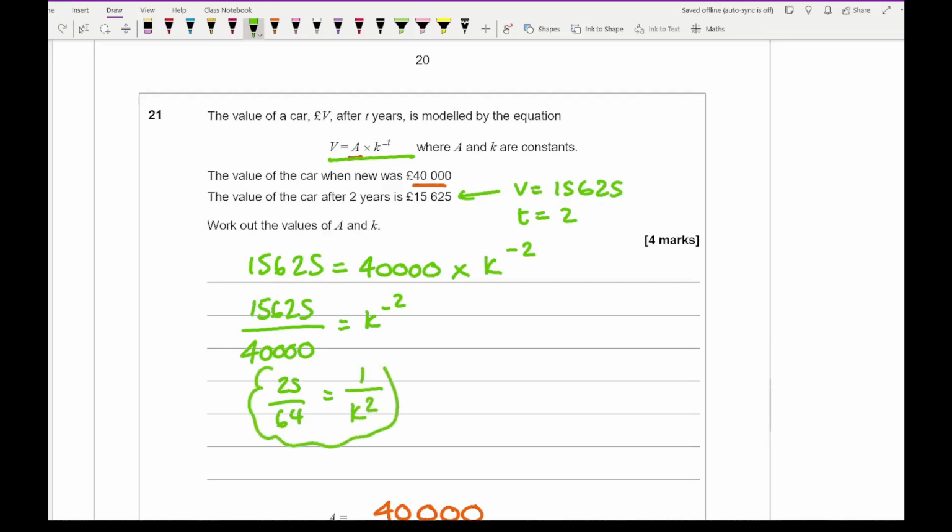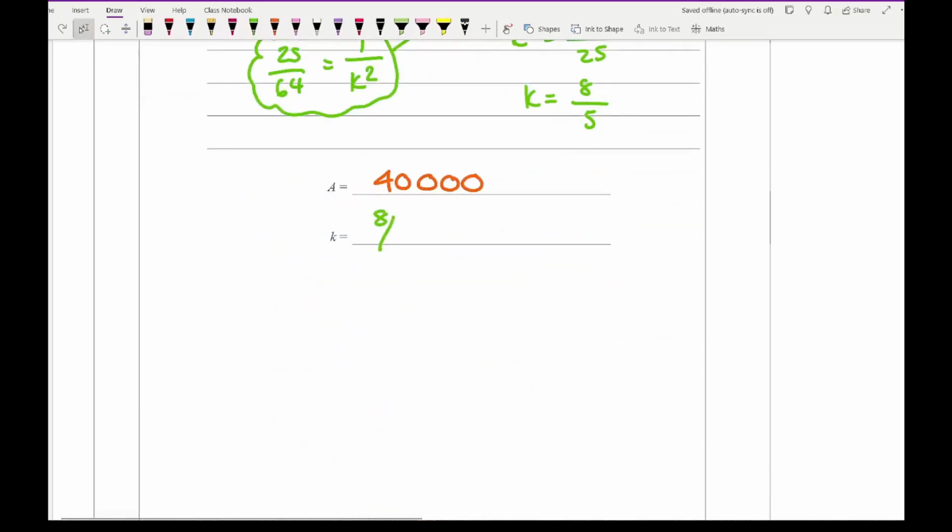Then we can do a bit of cross multiplying, in which we get 25 K squared equals 64. So K squared equals 64 over 25. I can then square root, and I get, oh, not 8, not 25, I get 64. Square root of 64 is 8, and square root of 25 is 5. Now we don't need to worry about plus or minuses, because we've already got a negative power. We know that it's decreasing, so K equals 8 over 5, or we can convert that into a decimal as 1.6.